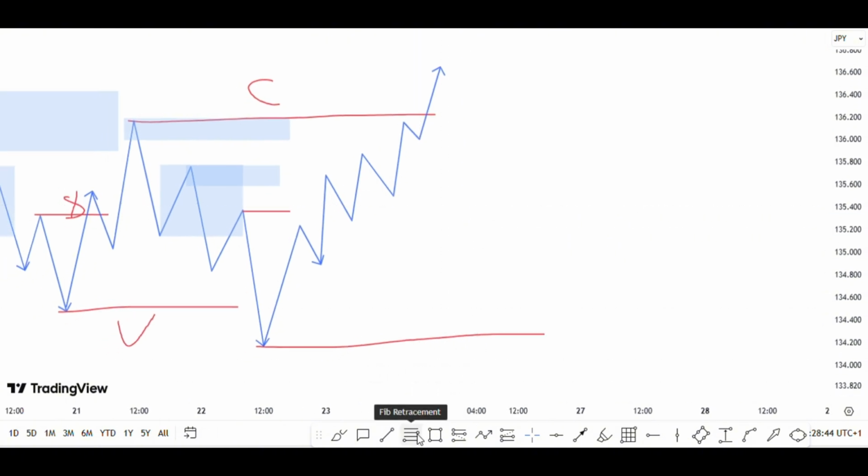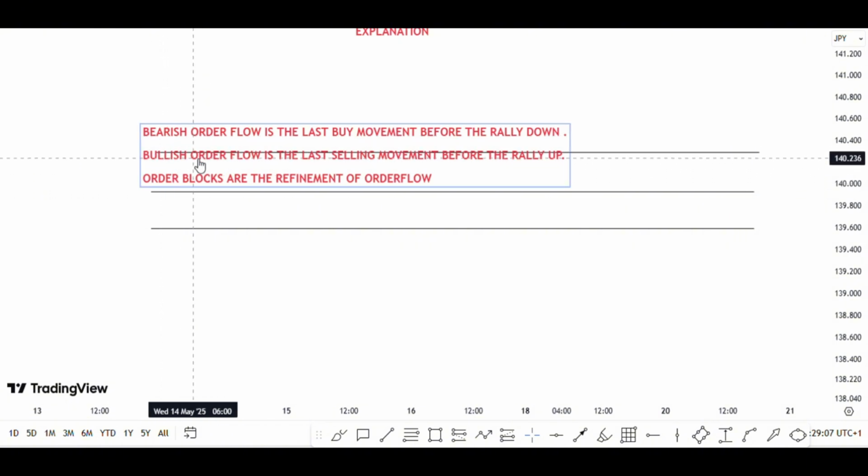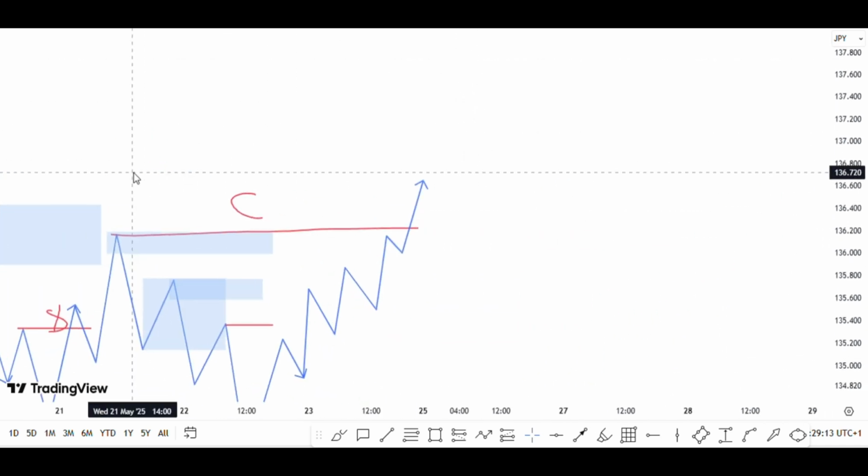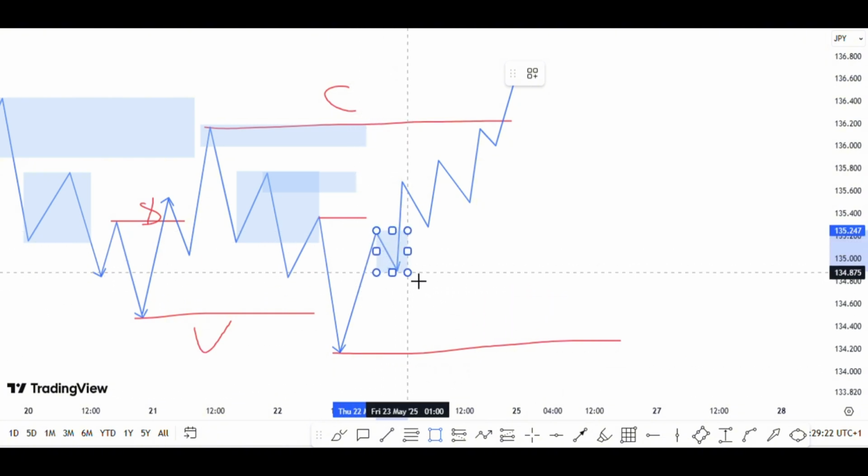So look at this now. First of all, what are we going to look out for? We look out from this leg, from this momentum, for our order flow. So we start from the beginning. We can see that this is the first buy. When I say we are looking for our order flow, it means that in the bullish order flow, we want the last selling momentum before we rally up. If you look at this, this is the last selling movement before we rally up.